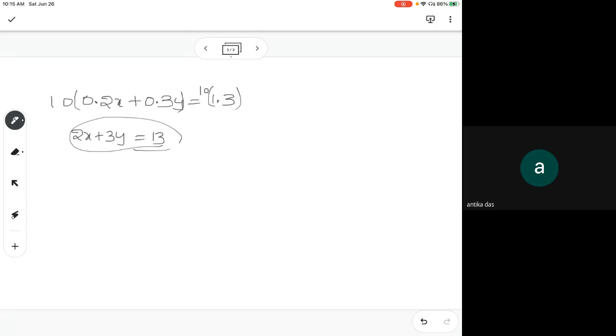Yes, sir. While solving any two linear equations by the substitution method, do we need to write the steps of substitution?